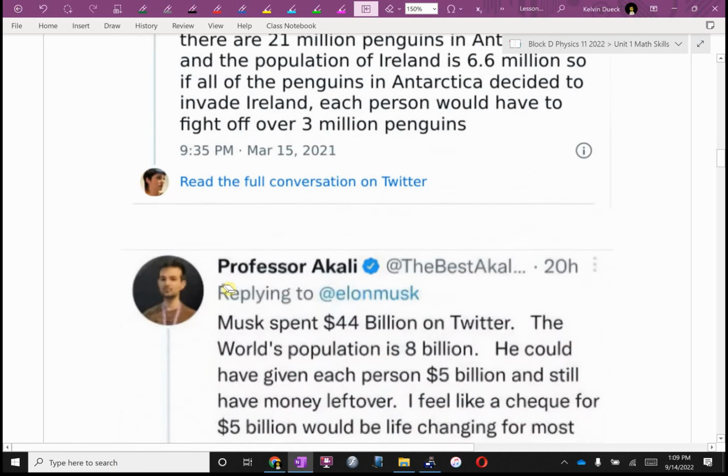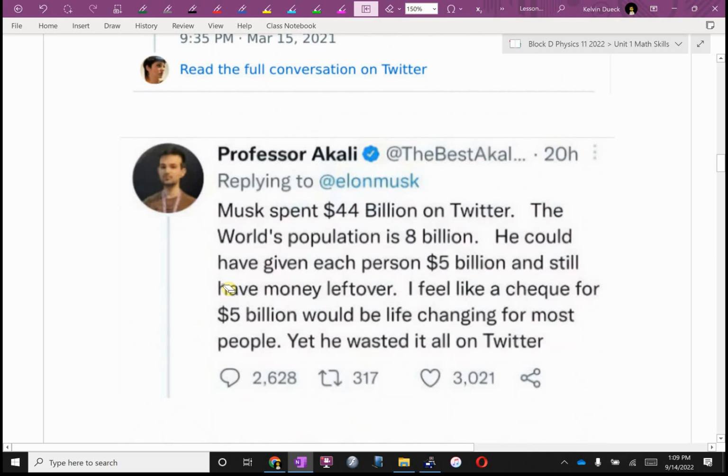It's this next one. This is from a professor, and I tracked him down because I thought this has got to be fake. No, he teaches at a university. Musk spent $44 billion on Twitter. The world's population is 8 billion. He could have given each person $5 billion and still have money left over.